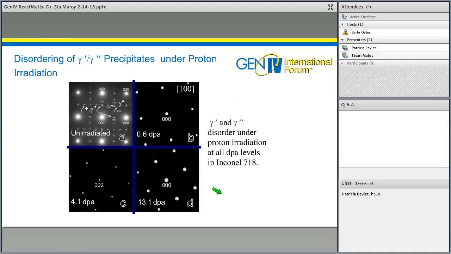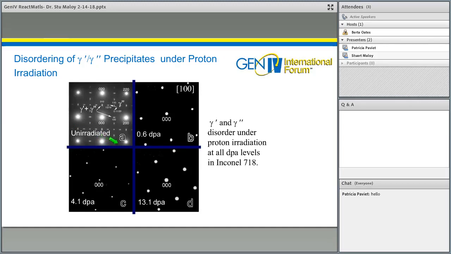This material has, as shown here, a large number of precipitates which give it a very high yield strength. It has gamma prime and gamma double prime precipitates within the material. They are a very fine distribution of precipitates in the range of about 10 nanometers in size, and they result in a very high yield strength material.